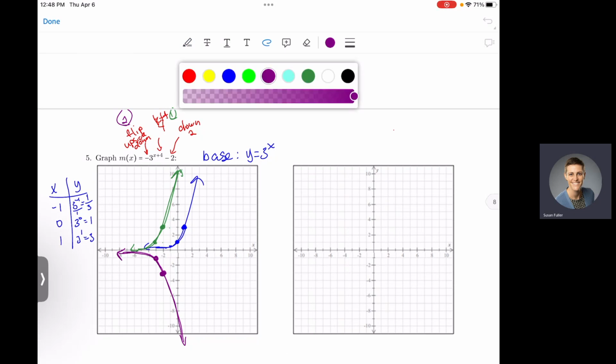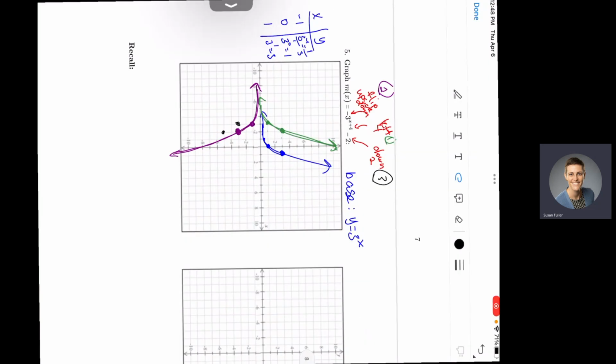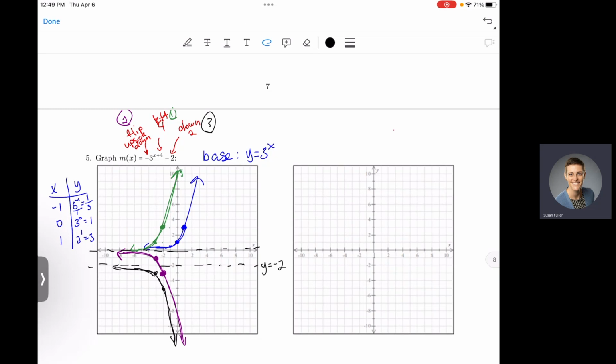And so what do I have left to do? I just need to move this thing down 2 units. So everything here is going to go down 2 units. Oh, sorry, I'm trying to figure out how to draw this. It's hard to do that. Okay, and so when I shift this thing down 2 units, it looks like this. And notice that our horizontal asymptote is going to move with that shift down, and it's going to move down to y equals -2, which is my new horizontal asymptote.